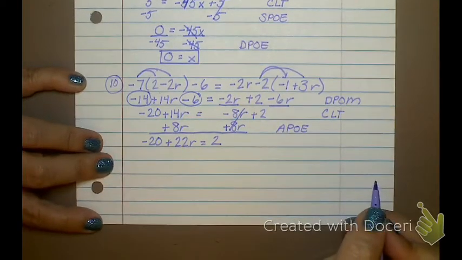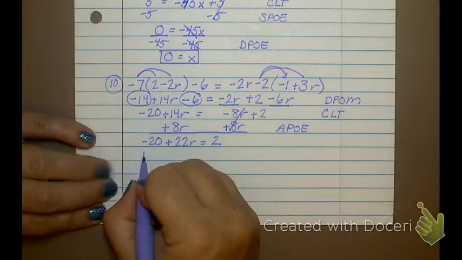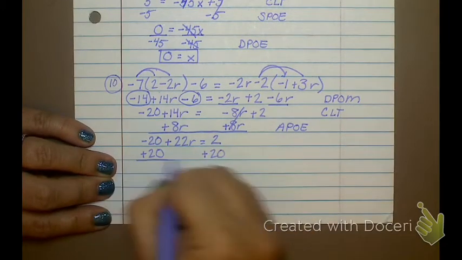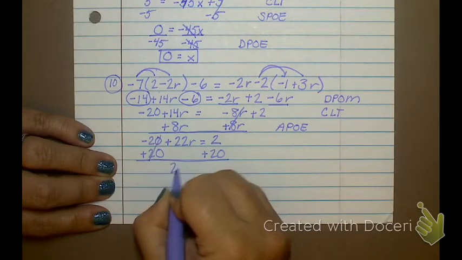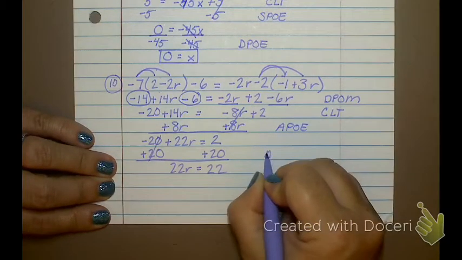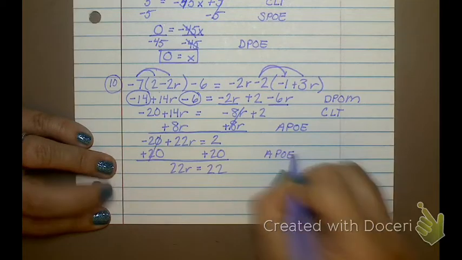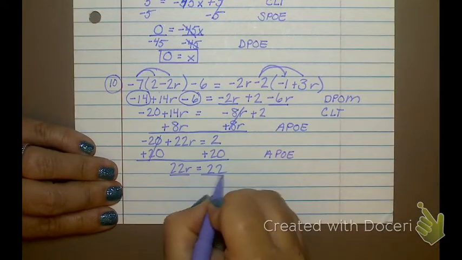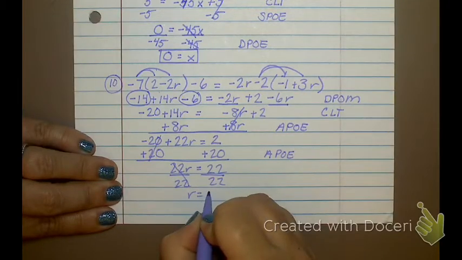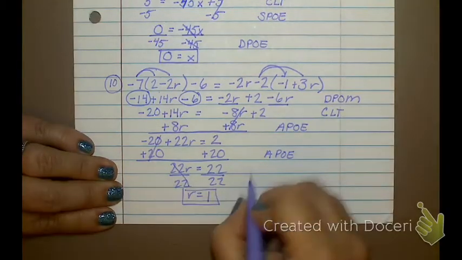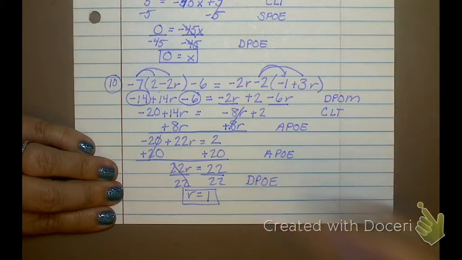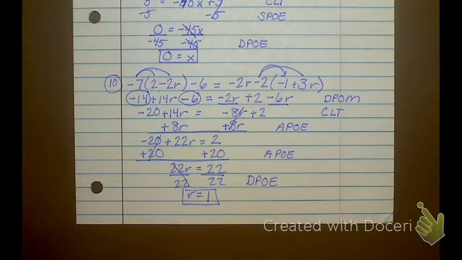All right, now what do I do? Add 20. We're almost done. Can you see the end in sight? So 22r is equal to 22. Again, that was my addition property of equality. And my last step, divide by 22. And what does r equal? 1, because of the division property of equality. All that to get an answer of 1.